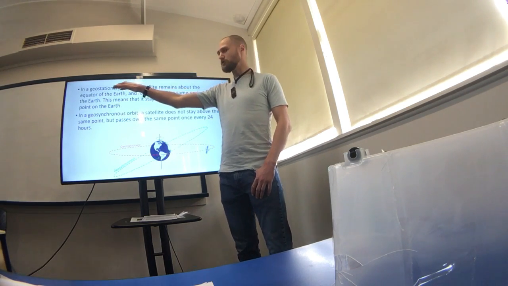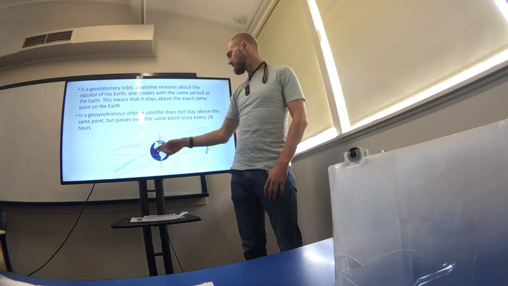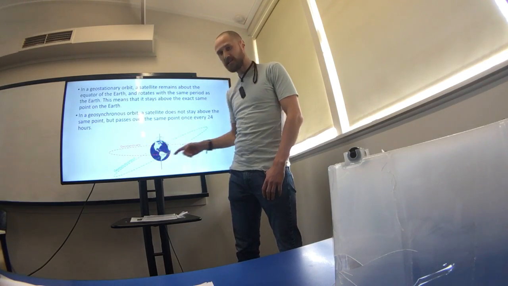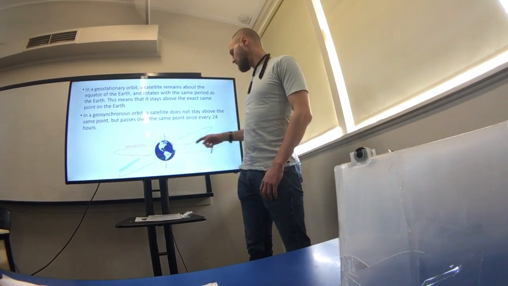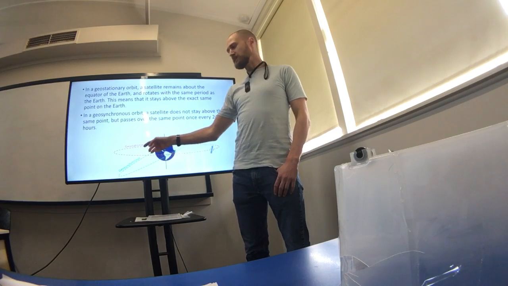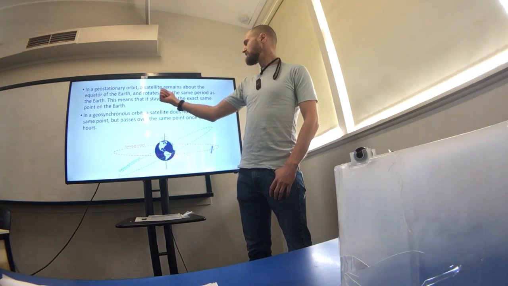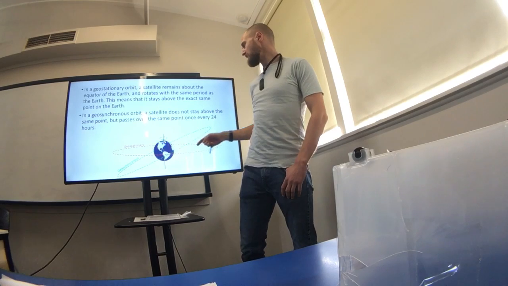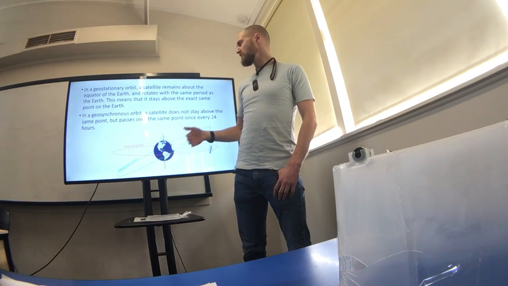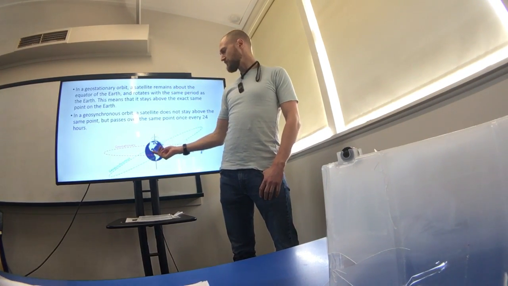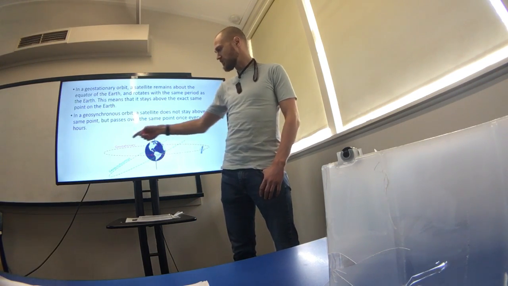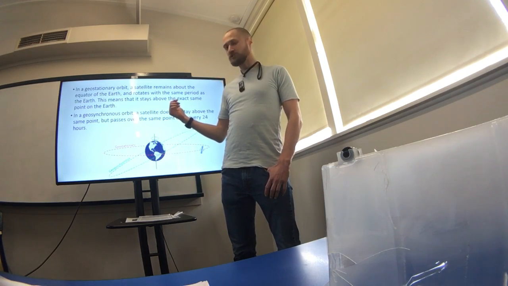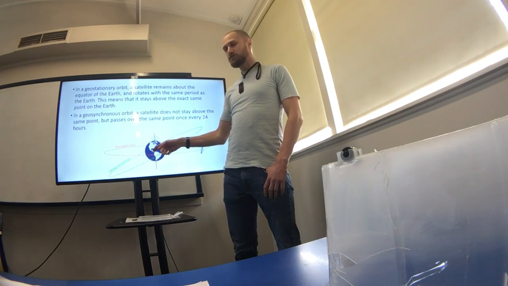So in a geostationary orbit, a satellite is going to remain above the equator of the Earth. You can see that your geostationary orbit on there is just about the equator. It's always going to be above the equator, and it's going to rotate the satellite with the same period as the Earth. As a result of those two things, being above the equator and rotating with the same period as the Earth, taking 24 hours to go around once, what you get as a result is that the satellite is going to remain in position above just one spot on the Earth.